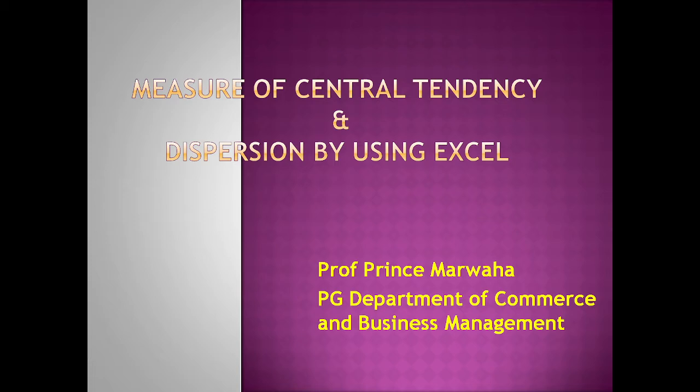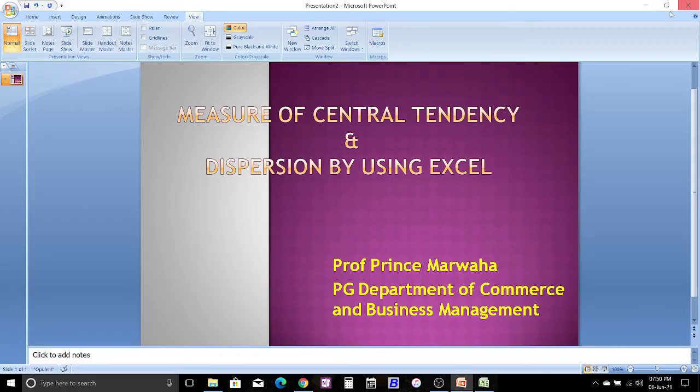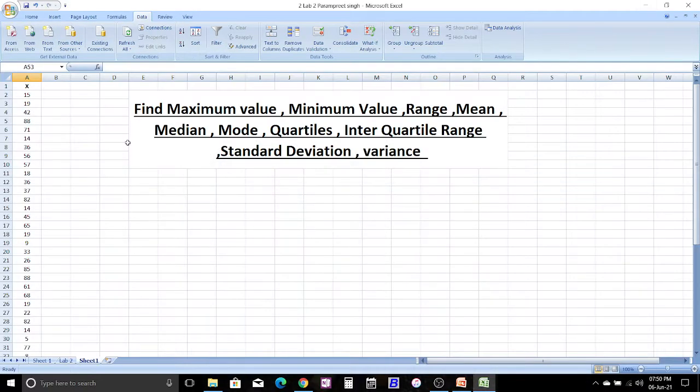In this video, we will discuss measure of central tendency and measure of dispersion by using Excel. So here we have the data given to us, the variable is X and we need to calculate maximum value, minimum value, range, mean, median, mode, quartiles, interquartile range, standard deviation and the variance. Let's do it one by one.